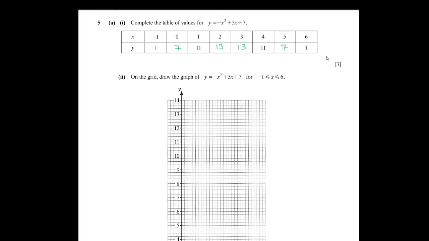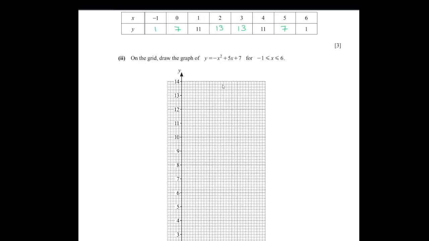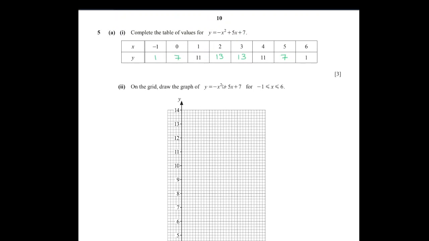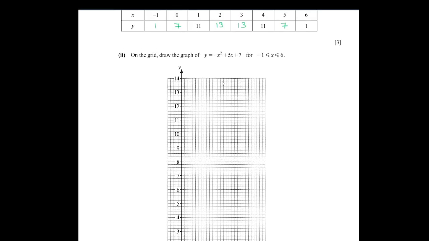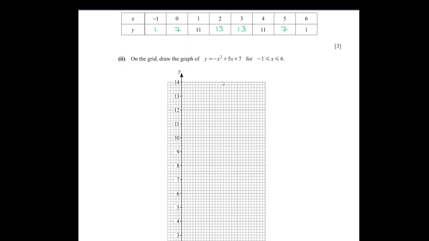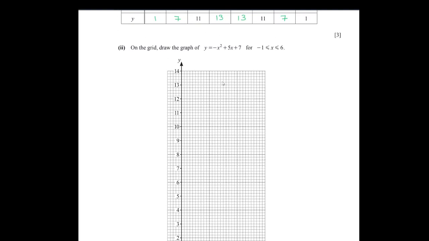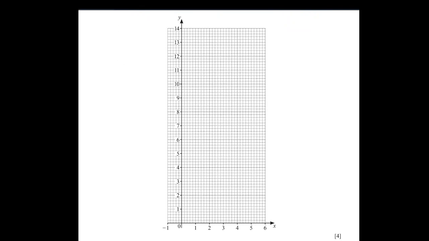Now question number 2. On the grid draw the graph y is equal to minus x square plus 5x plus 7. That means the same graph needs to be drawn. So you need to mark the values here on the graph. The values of x are from minus 1 to 6. So when x is minus 1, y is 1.